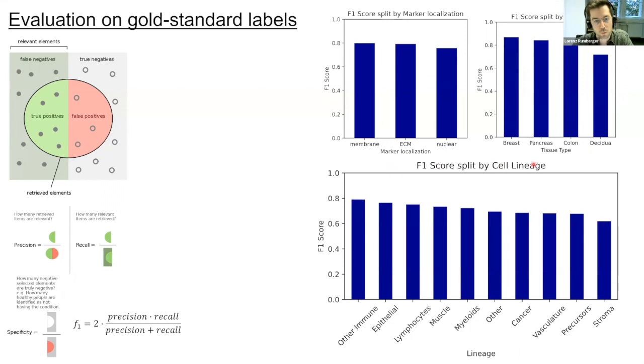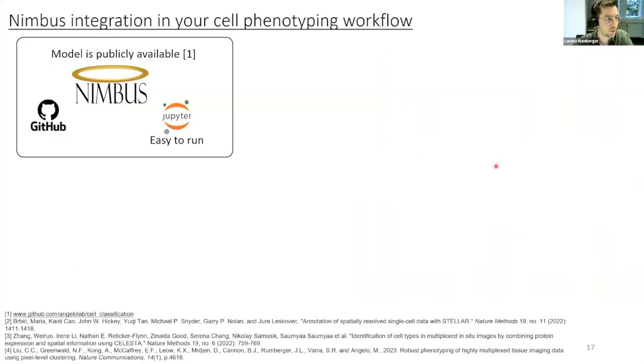And here we have the F1 score split by lineage, and it is the same picture. It works pretty well for cells no matter what the lineage is. So how can you integrate this into your own cell phenotyping workflows?